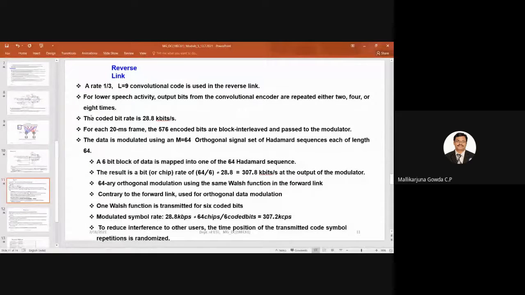So here the coded bit rate will be 28.8 kbps. With a 20 millisecond frame we get so many encoded bits, and these are block interleaved and passed to the modulator. Then the data is modulated using a 64-ary set of Hadamard sequences having a length of 64. In that, the 6-bit block of data is mapped into one of the 64 Hadamard sequences. The result is a bit rate of 64 by 6 times 28.8, which gives 307.8 kbps at the output of the modulator.